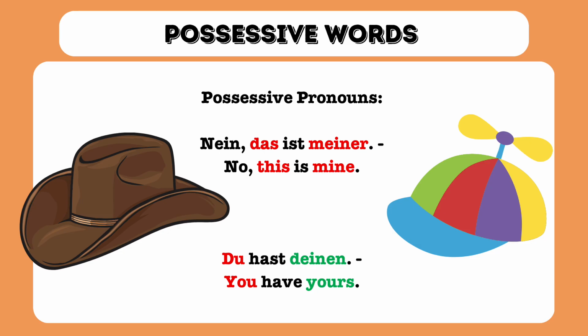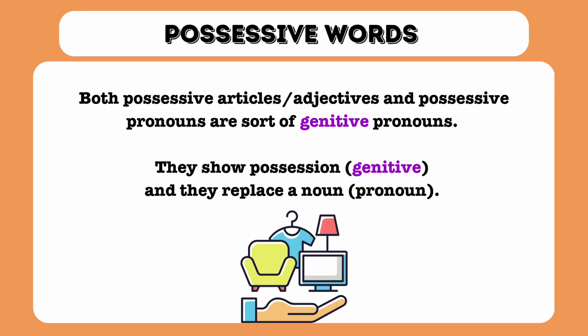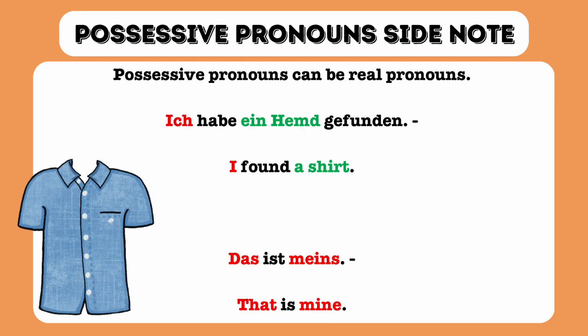Meiner and deinen. Long story short, both possessive articles or adjectives and possessive pronouns are sort of genitive pronouns. They show possession and they replace a noun. That's what pronouns do. This is the reason for this side note and why it's included amongst the genitive case information. It is possible to use a possessive pronoun as an actual pronoun. So, for instance, in the example down below, which is highlighted.